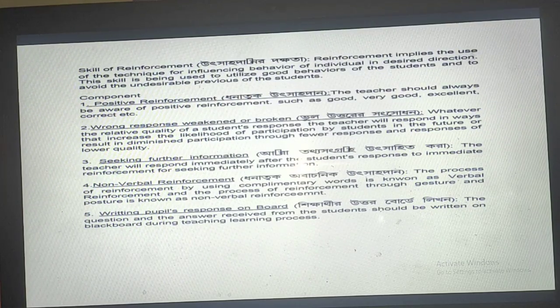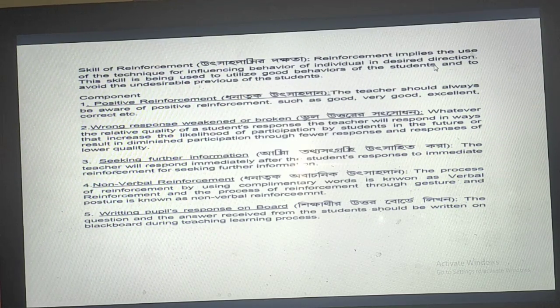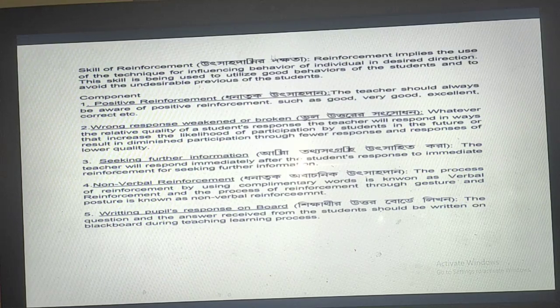Skill number 4, skill of reinforcement. What is reinforcement? Reinforcement implies the use of techniques for influencing the behavior of an individual in the desired direction. This skill is used to utilize the good behavior of the students and to avoid their undesirable behaviors. Reinforcement is also a very important technique.